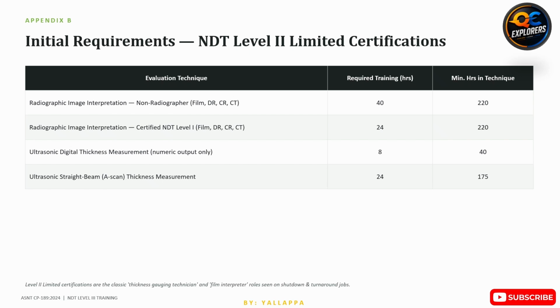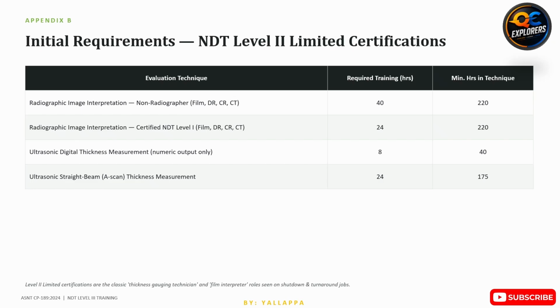We've now completed Appendix A, which established the qualification requirements for full Level 1 and Level 2 certifications. In this slide, we move into Appendix B, where ANSI ASNT CP-189 introduces a specialized certification category known as Level II Limited Certification. At first glance, many people assume that a limited certification is simply a lower-level qualification. That is not the case.